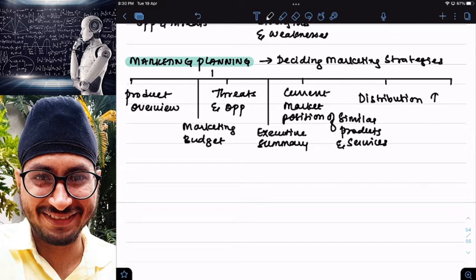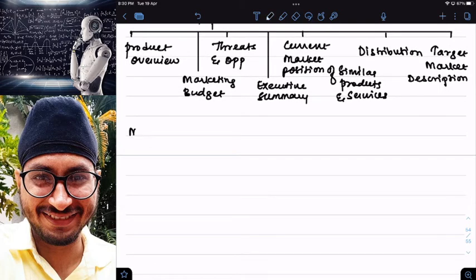Then target market description. Sir, what do we mean by target market description? There are multiple types of markets, like premium market, lower end market, and high end market. Depending upon which market I want to target, I need to identify that description. These are the points I need to keep in mind before preparing a marketing plan. And then we have marketing environment.